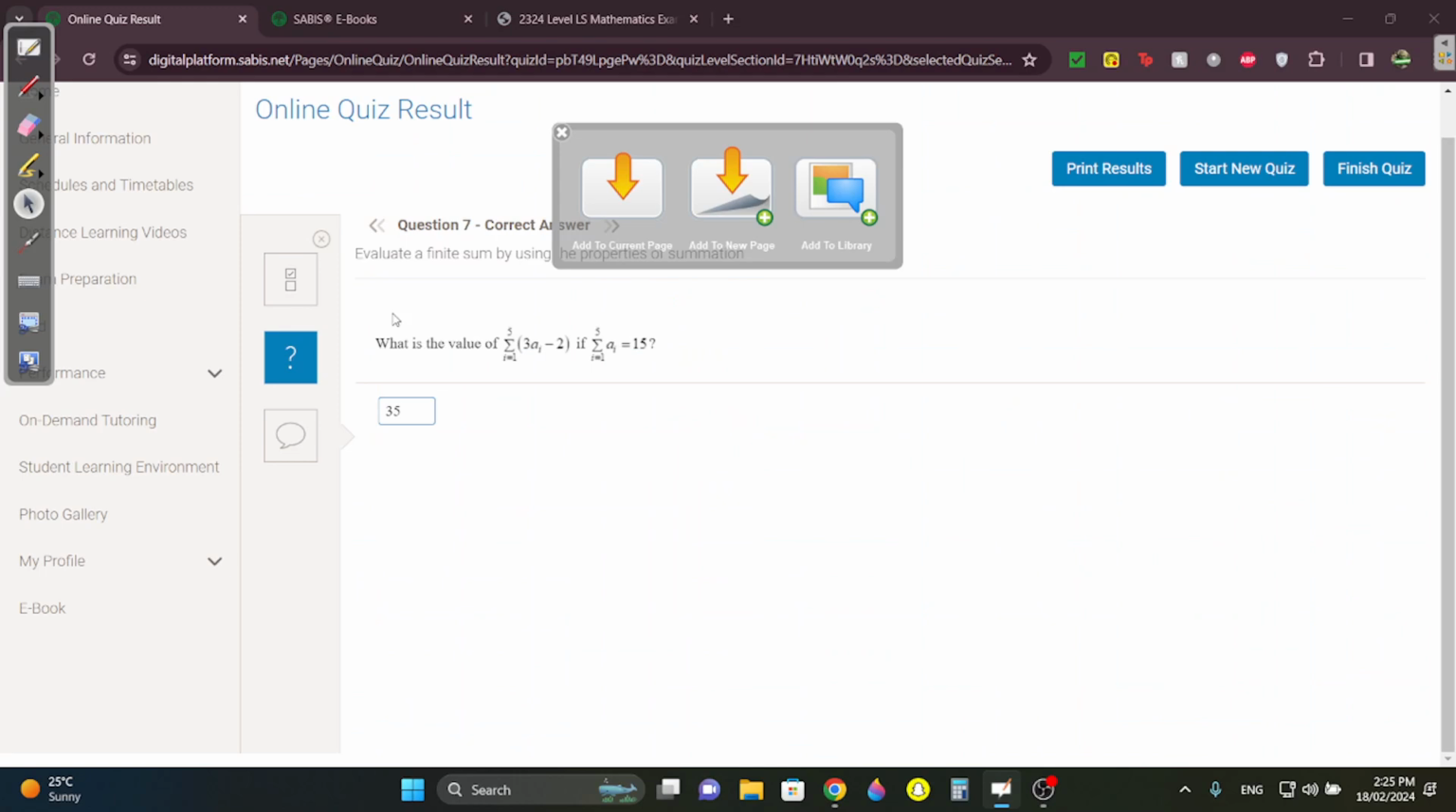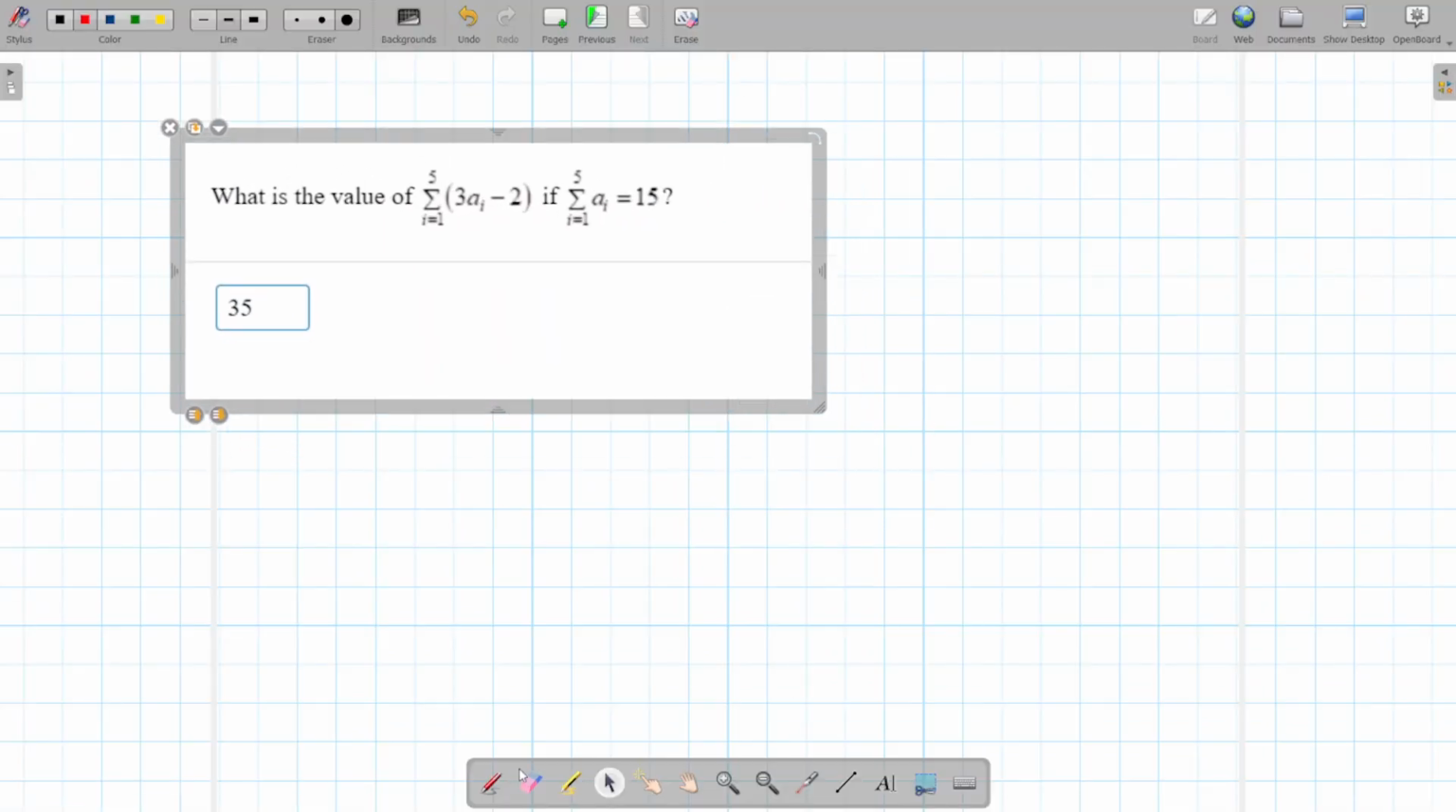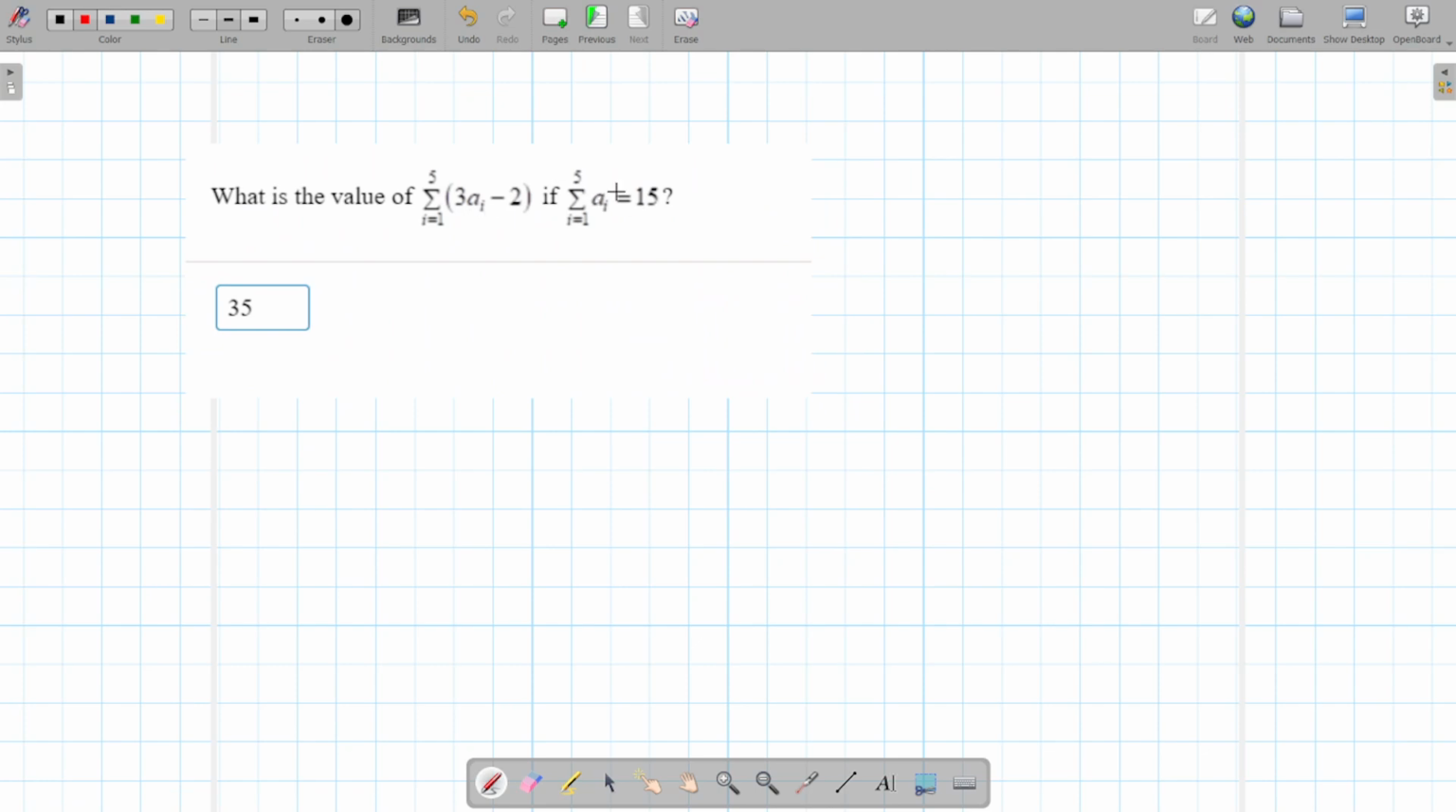In this case, let me add this to a new page. To solve this sigma 3a minus 2, you need to split it up. Sigma 3a_i minus 2, starts at i equals 1 and ends at 5. You have to split it. It's the same as sigma 3a_i minus sigma 2.